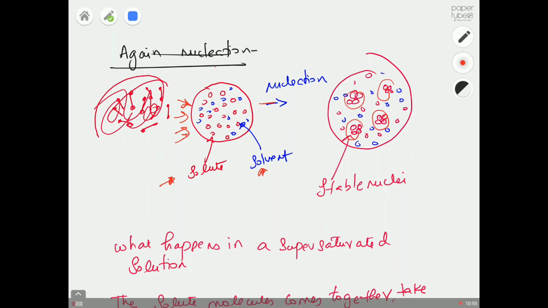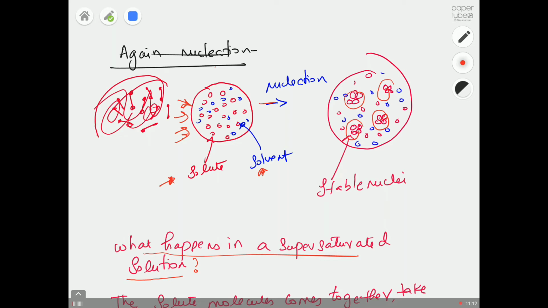So what really happens in a supersaturated solution? I already spent a lot of time using this type of 2D image. They like to come together, they form their first stable nuclei, which obviously should grow with respect to time.